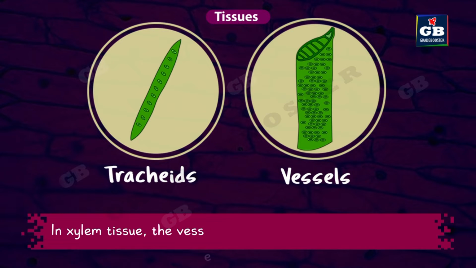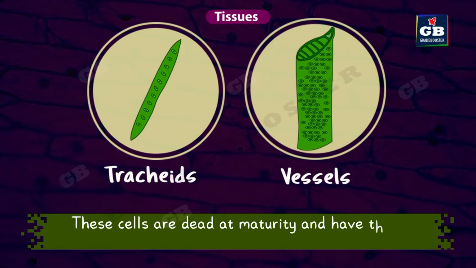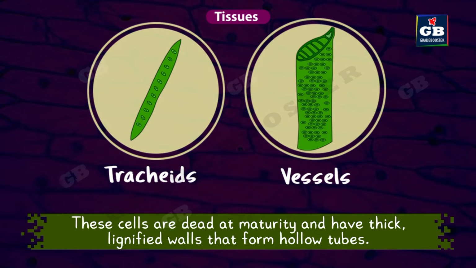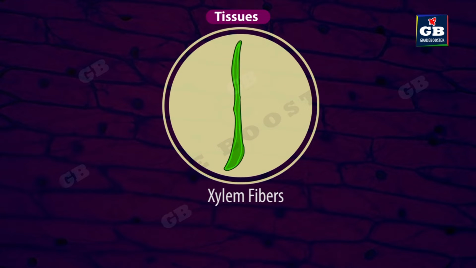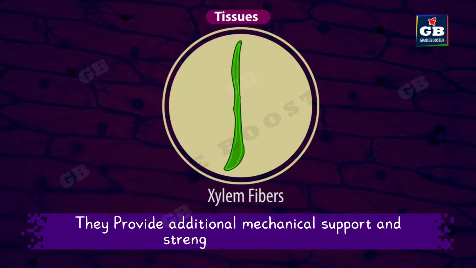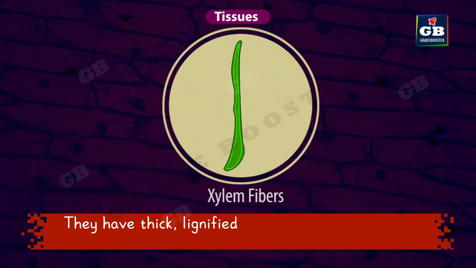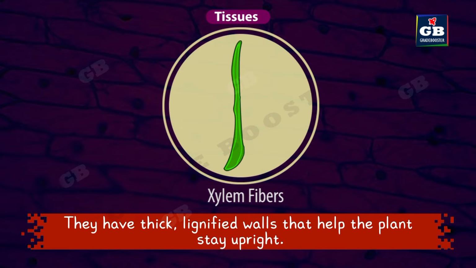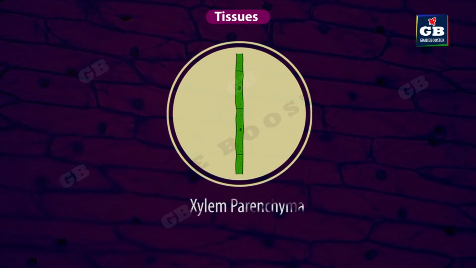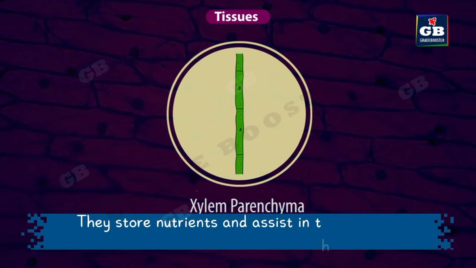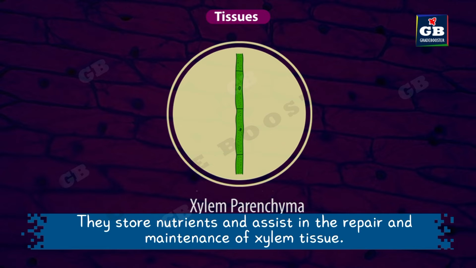In xylem tissue, the vessels and tracheids are the dead cells. These cells are dead at maturity and have thick lignified walls that form hollow tubes. Next, fibers. They provide additional mechanical support and strength to the plant. They have thick lignified walls that help the plant to stay upright. Parenchyma cells. They store nutrients and assist in the repair and maintenance of xylem tissue. These are the different cells of xylem tissue.